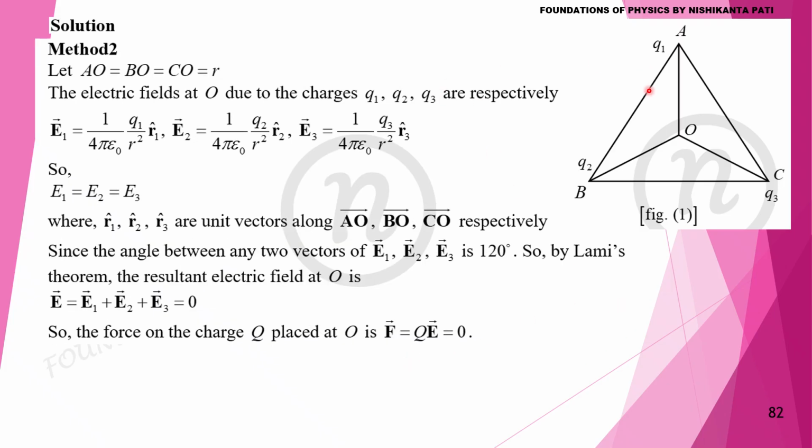We can solve this problem by another method. E1, E2, E3 are same, and this angle is 120 each. So by Lami's theorem, E1 vector plus E2 vector plus E3 vector has to be 0.